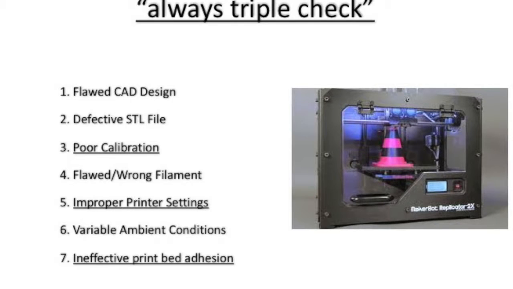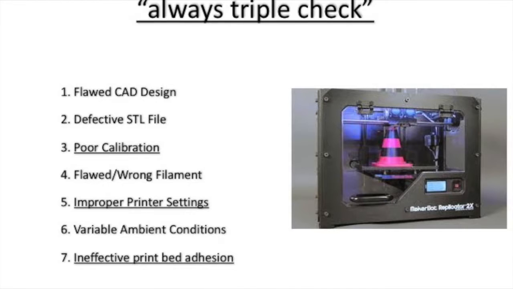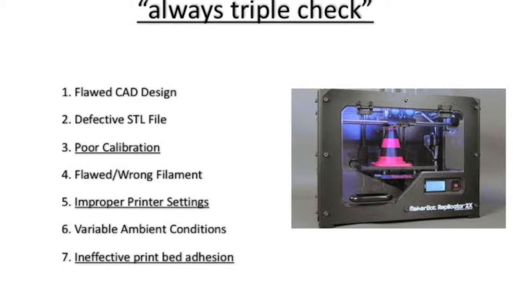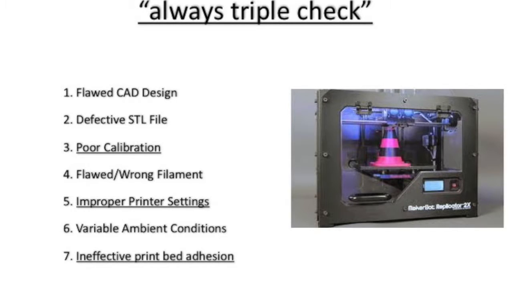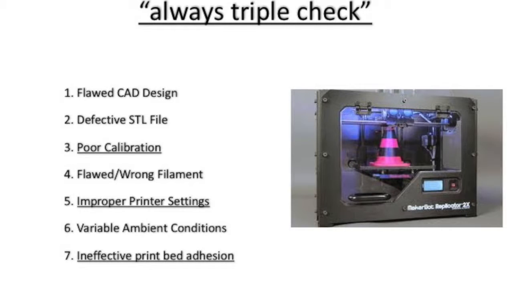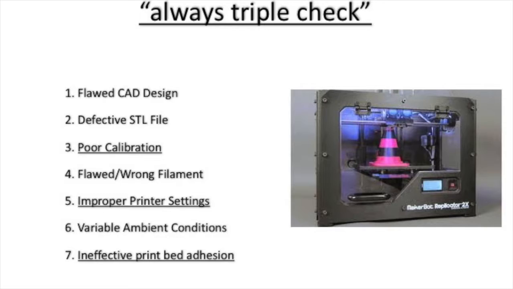We also want to verify the temperatures in the room and the ambient conditions to make sure that the room isn't too hot or too cold. Therefore, the 3D printer can remain stable and it doesn't overheat and cause problems in the actual print itself. And lastly, we want to make sure, as I stated before, that we triple check our bed plate and the adhesion component on the bed plate.